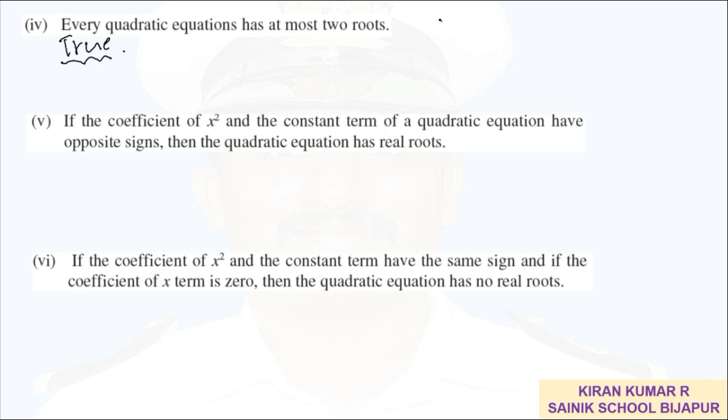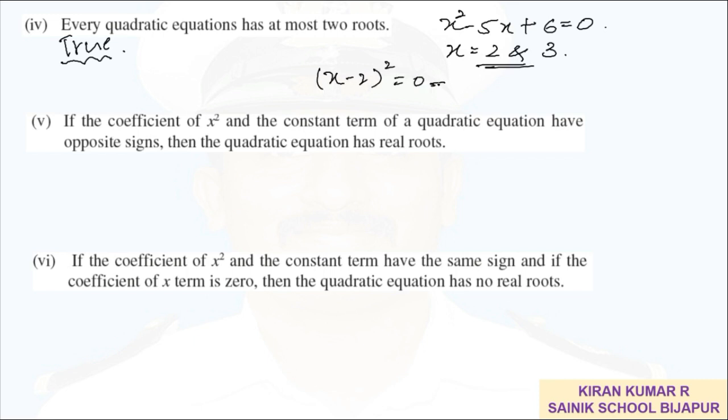Suppose you consider x square minus 5x plus 6 equal to 0, the roots are 2 and 3 respectively. So maximum 2 roots are there. In the previous example, we have seen x minus 2 whole square equal to 0. It was having only one root. So one root, maximum 2 roots.